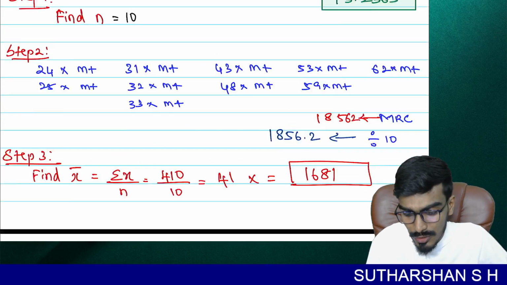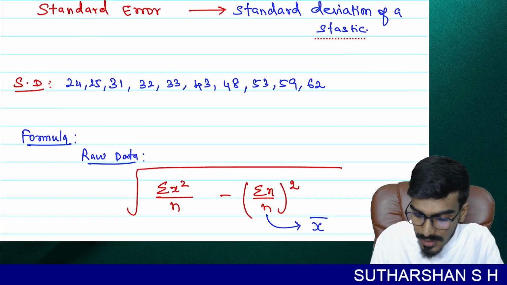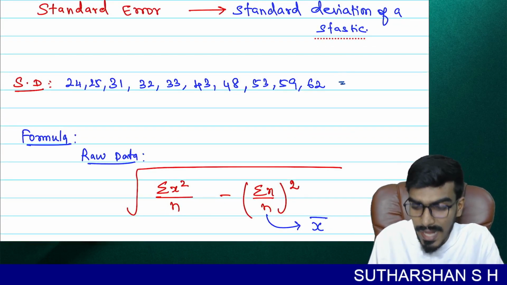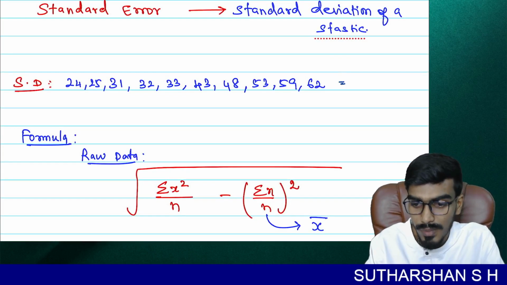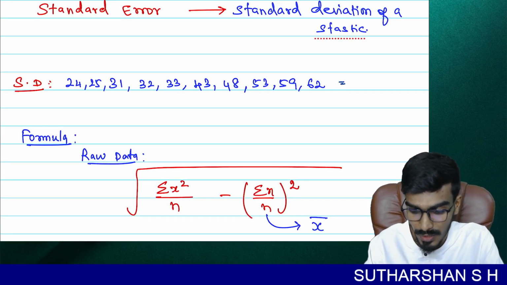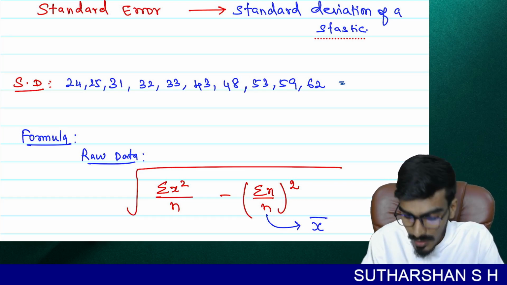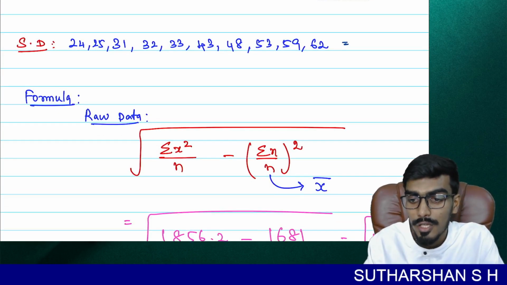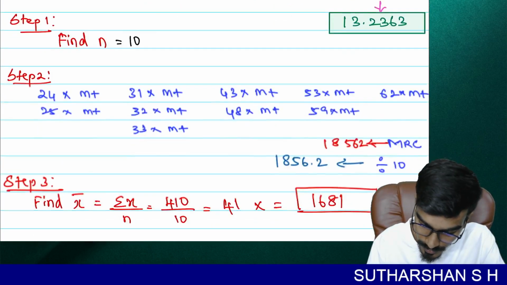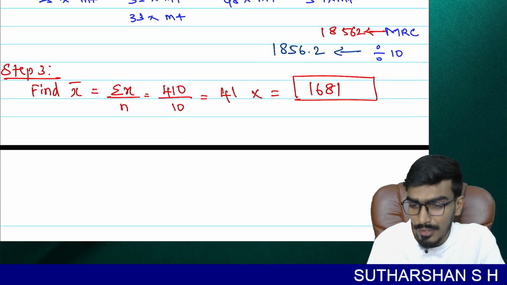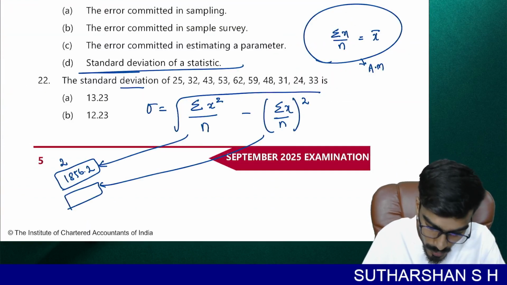X bar we need. So blindly go to this place. Simply take all the values and add them: 24 plus 25 plus 31 plus 32 plus 33 plus 43 plus 48 plus 53 plus 59 plus 62. You get 410 divided by 10. You get the answer 41. Square it, you get the value 1681. So 1681 we will mark.